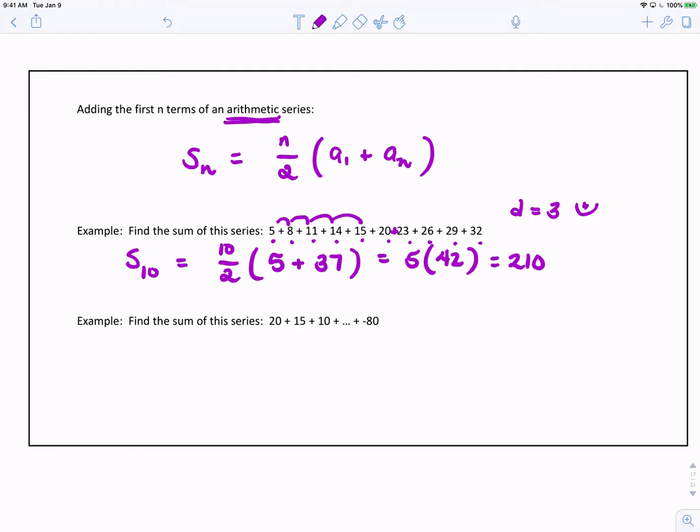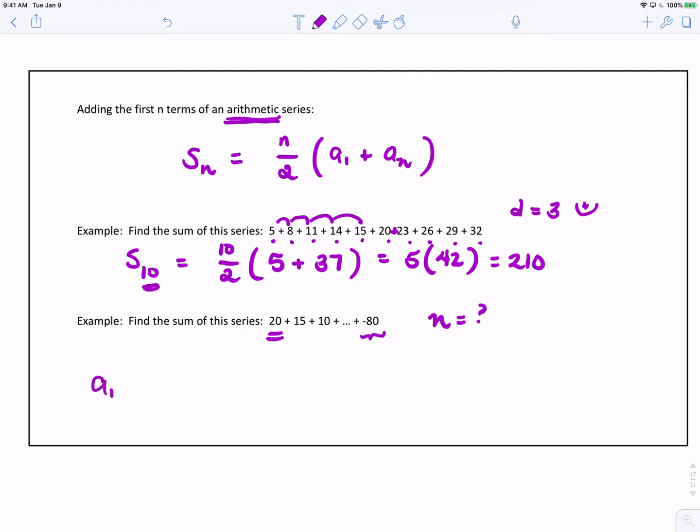Let's try this next one. Find the sum of this series. Well, we're moving up a notch in difficulty, because in the first example, we could count how many terms there were. We knew there were 10 terms. In this problem, we don't know how many terms there are. We know it starts at 20. We know the last term we want to add up is negative 80, but the question is, how many terms are there? Well, to do this, we have to go back to what we know about arithmetic sequences.